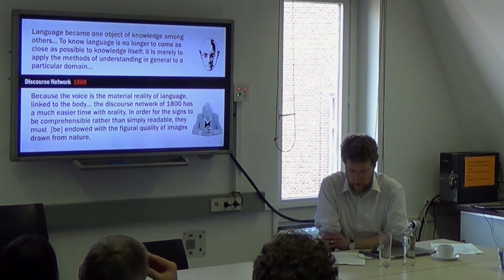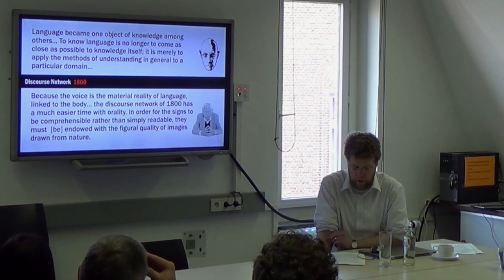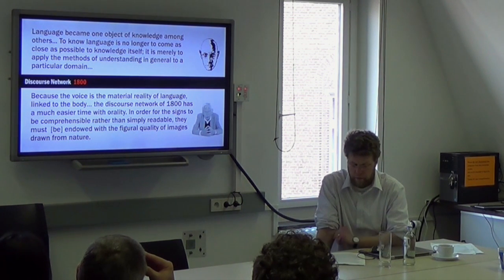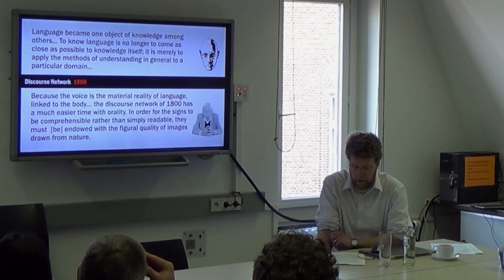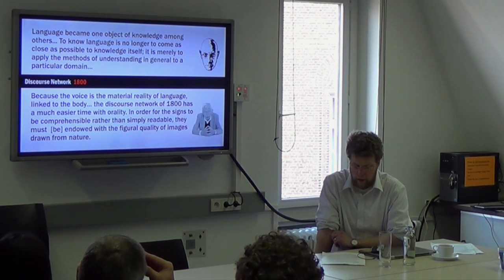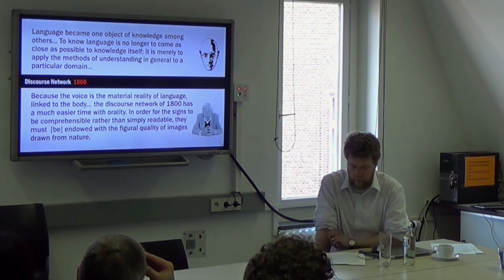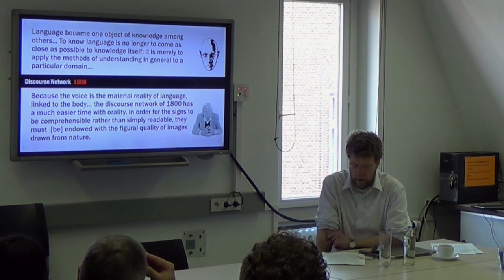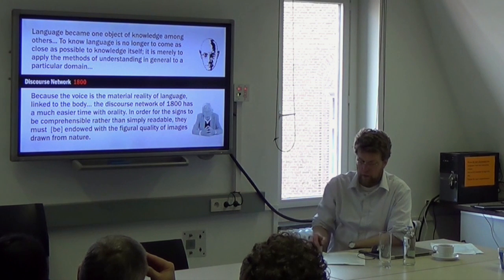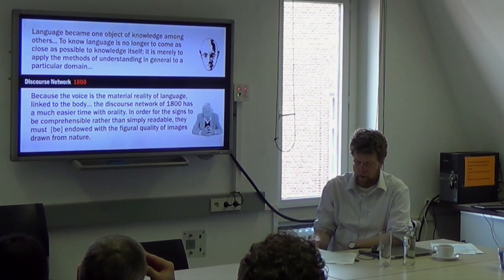That's the case also for what Herder was saying about the catechism. Friedrich Kittler again draws out some material and instructional implications of these changes and recasts them in terms of textuality and orality. Because the voice is the material of language linked to the body, the discourse network of 1800 that came into being in 1800 and lasted through the century has much easier time with orality. In order for signs to be comprehensible rather than simply readable, they must be endowed with the figurative quality of images drawn from nature. As in the phonetic method, optical signs are surrounded with the echo of maternal orality. The result is that instead of signifiers, one has signifieds that can be seen as if the text were a film.